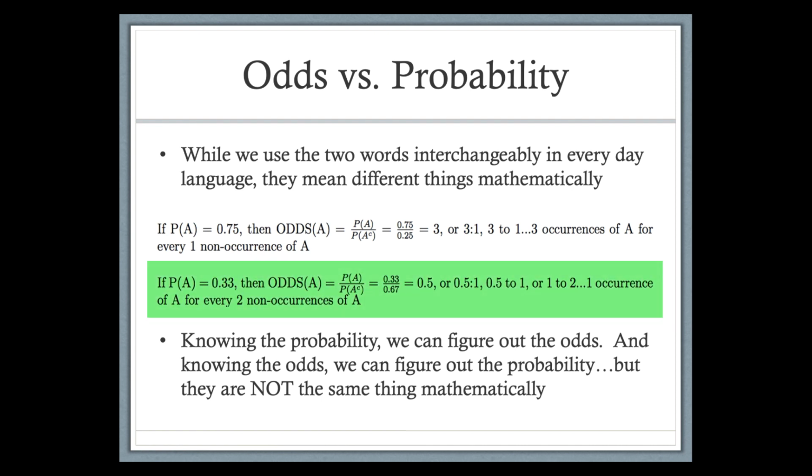Similar to if the probability of A occurring is 33%, the odds of A occurring are 33% over 66%, or it's going to be 1/2. 1 occurrence for every 2 non-occurrences. For every time that A occurs, it will not occur 2 times, right? Or A is going to occur 1 out of every 3 times. Okay, so again, they're very much related. Knowing one tells you what the other one is, but they're not the exact same thing.